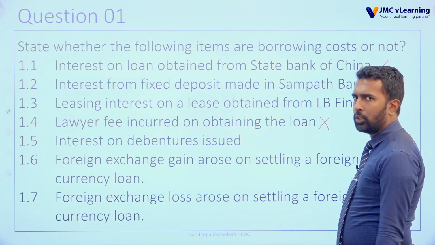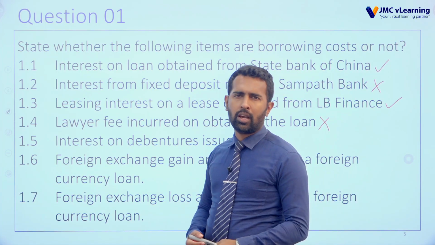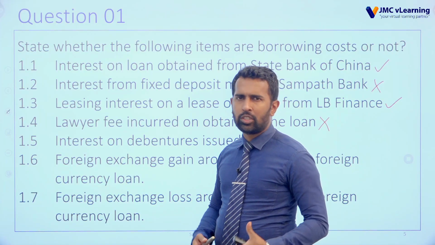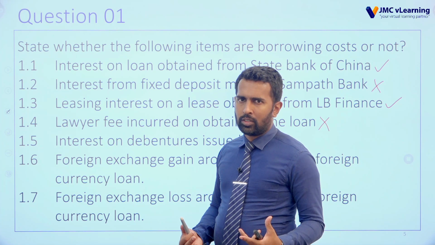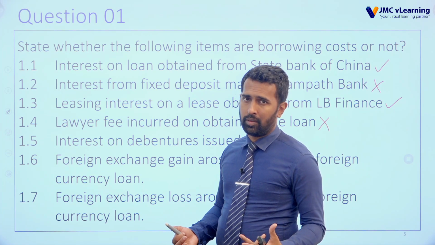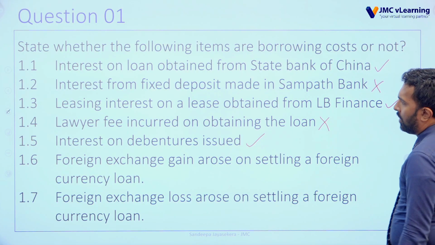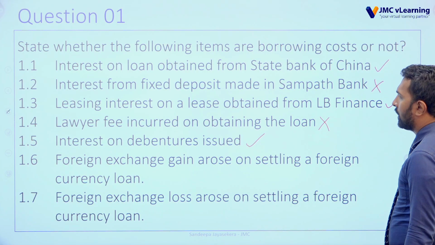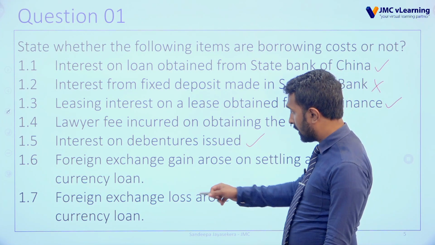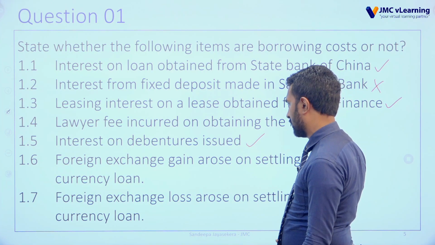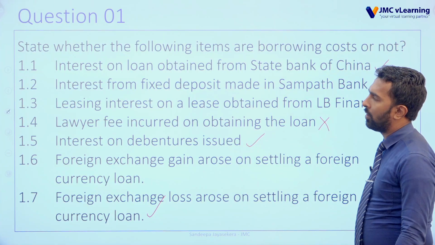Interest on debentures issued: yes, borrowing can be a debenture, a preference share, a mortgage loan, a project loan, a working capital loan. It can be anything. So the type of borrowing can be anything. The debenture issued, yes, that's a borrowing cost. Foreign exchange gain arising on settling a foreign currency loan. And the last item is a foreign exchange loss on settling a foreign currency loan. That, definitely, is part of the borrowing cost.